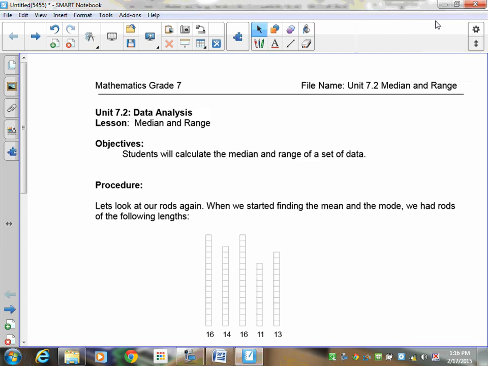Okay, welcome to lesson 7.2, which is the second lesson of our statistics and probability. We're going to be doing what's called the median and the range today. Now the median is the third of the averages, the first two being the mean and the mode, which we did before. So this is the third measure of central tendency.